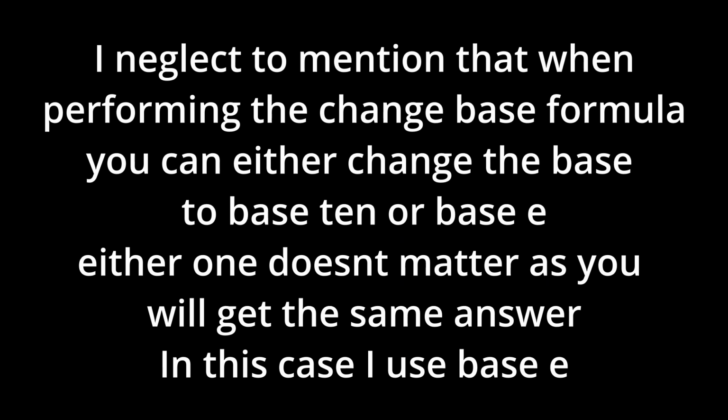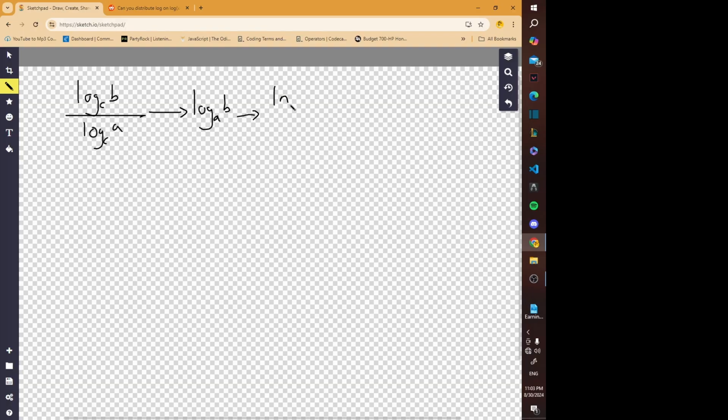So what this change of base formula is: it is log base c of b over log base c of a. That can be turned into log base a of b. Okay, and vice versa. So we could even say, alright, log base a of b can also be written as the natural log of b over the natural log of a. Okay.